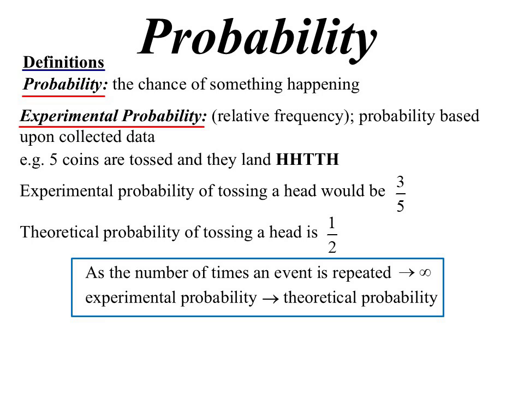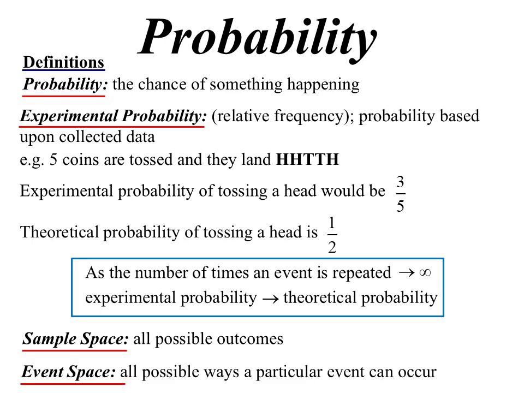And what should happen is, as you repeat it over and over and over again, it should converge towards the theoretical probability. So the experimental probability will approach that theoretical probability the more and more times that you do it. Sample space, all the possible outcomes that there are, as opposed to the event space. That's just the number of ways what we're interested in looking at can occur.